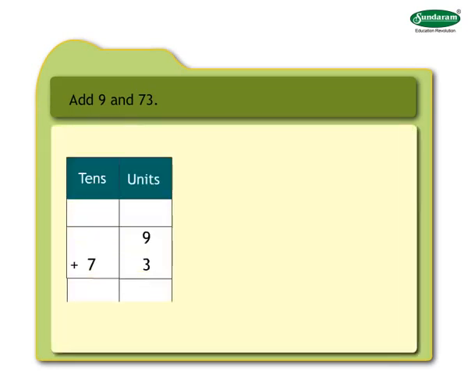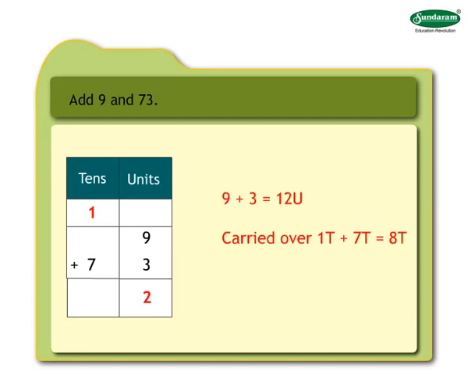Solution: place the numbers vertically. In units place, 9 plus 3 is equal to 12 units. Write 2 in units place. Carry over 1/10 to the tens column. In tens place, the carried over 1/10 plus 7/10 is equal to 8/10. Hence, 9 plus 73 is equal to 82.